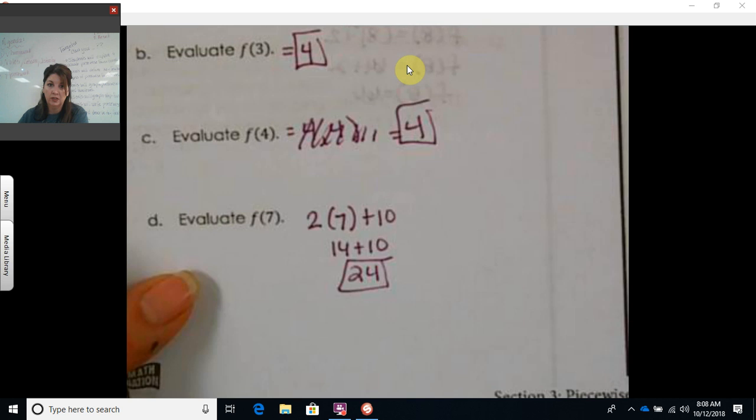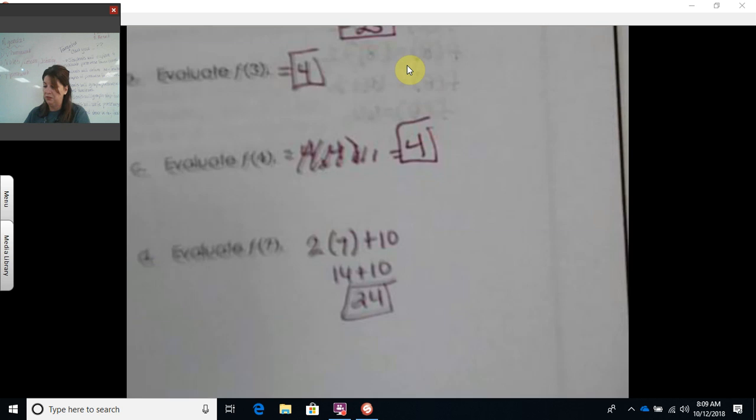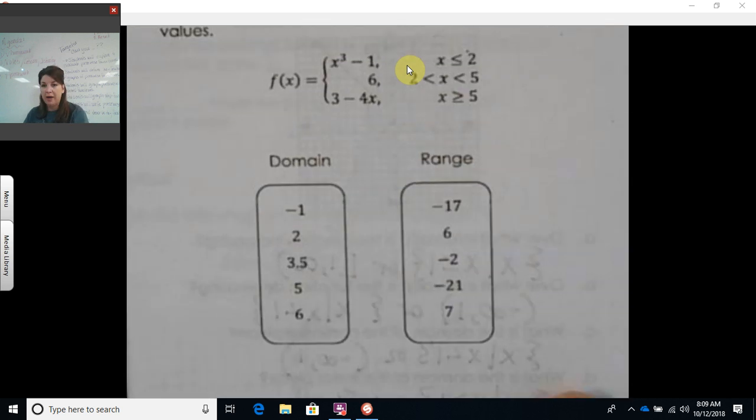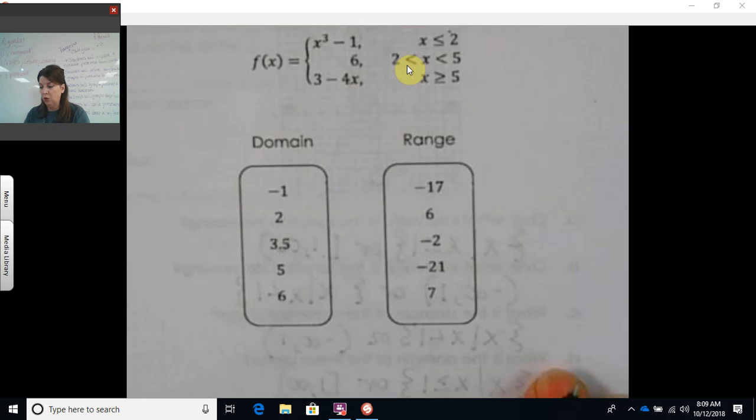Everybody cool with that? The right side is just a mapping diagram. We've done that before, okay? I told you to start on that if you finished the left side. So you are matching the domain with its range.